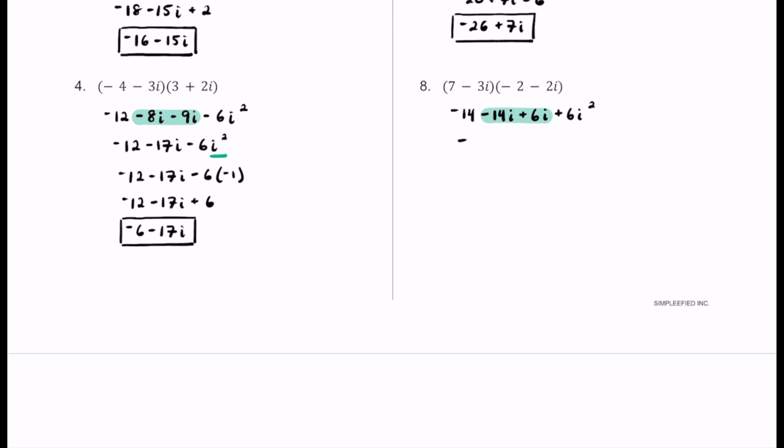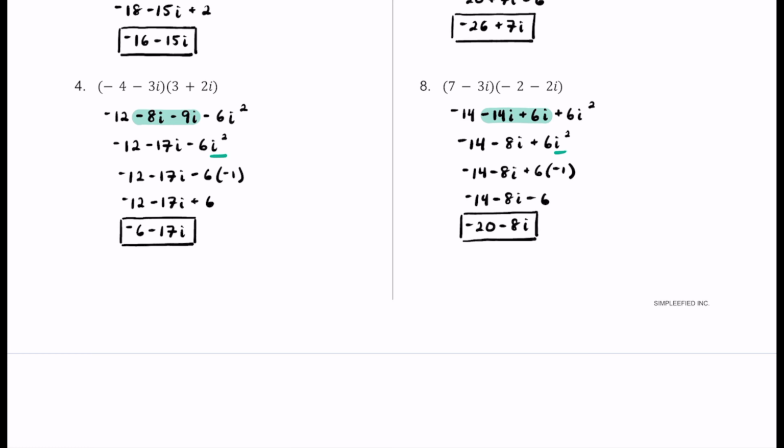So we have negative 14 in front. Then negative 14i plus 6i is going to be negative 8i. And then we have plus 6i squared at the end. I feel like I've seen a lot of 6i squareds. I don't know if I just made those by coincidence on a bunch of these. So we have negative 14 minus 8i. And then plus 6 times this negative 1. 6 times negative 1 is negative 6. We have negative 14 minus 8i minus 6. And negative 14 minus 6 is negative 20. So we have negative 20 minus 8i. So this would be the complex number written in standard form where a is equal to negative 20 and b is equal to negative 8.